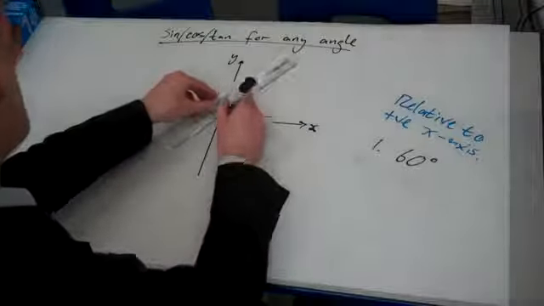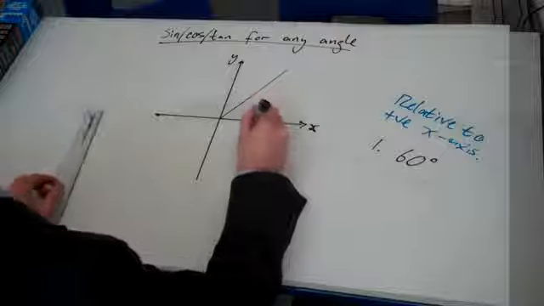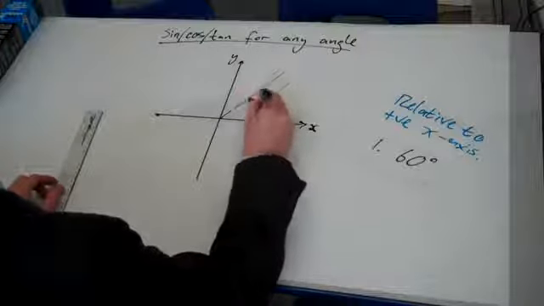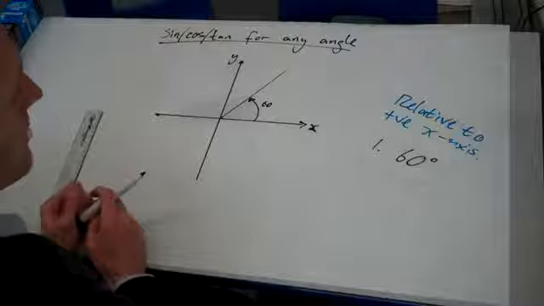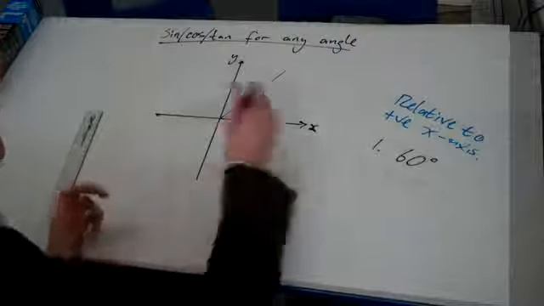So we can draw a line. That's about 60 degrees. So it's that angle there, 60 degrees, and that line can represent an angle of 60 degrees.